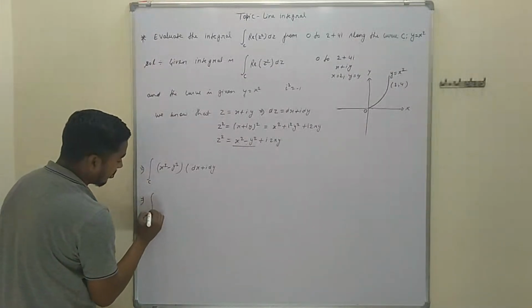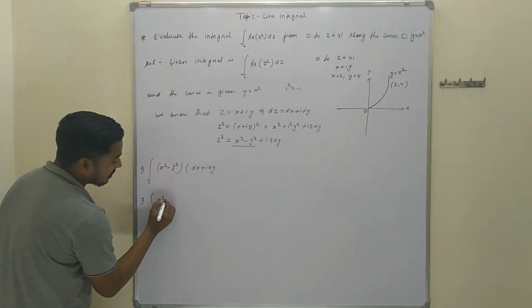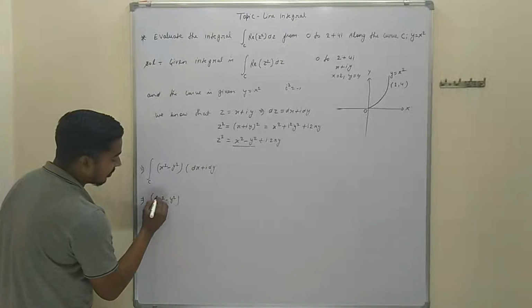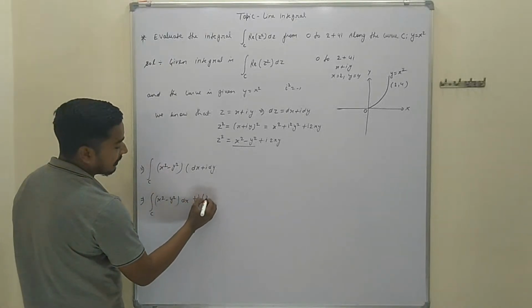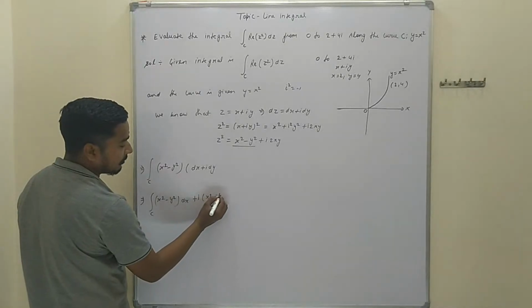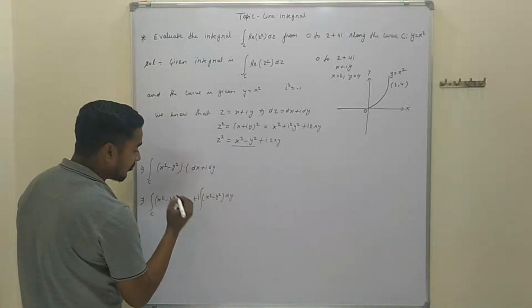This gives the integral, which we can also write as the integral of (x squared minus y squared) dx plus i times the integral of (x squared minus y squared) dy. We have to integrate them separately.